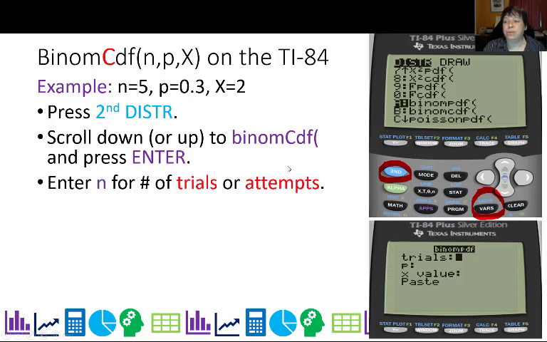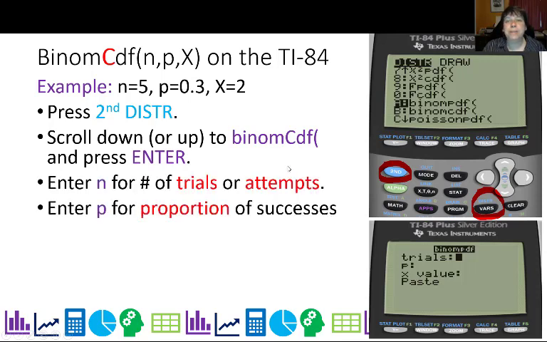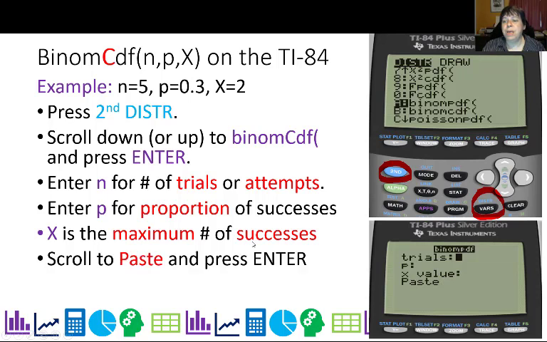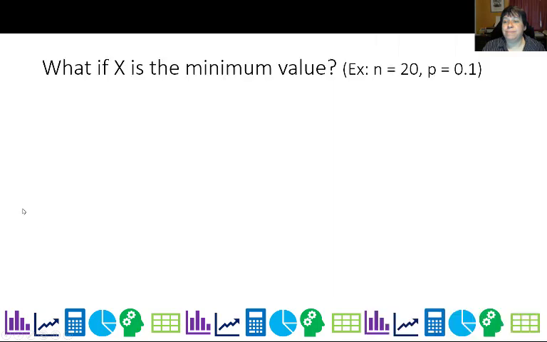n is the number of trials or attempts, just like before. p is still the proportion of successes. Now, x is the maximum number of successes. You're going from 0 to whatever number you put in here, and it's only going to do the left side chunk. Scroll to paste and press enter. Again, it only works for 0 to whatever number you put in there, so it only does the left side.